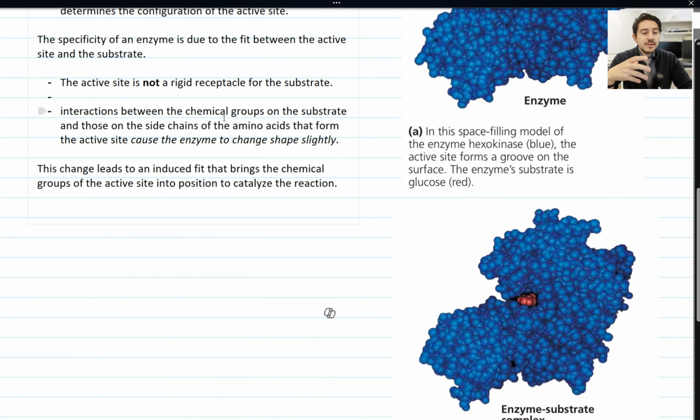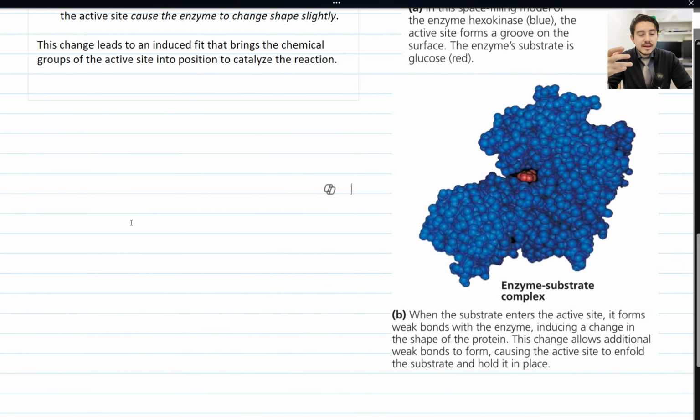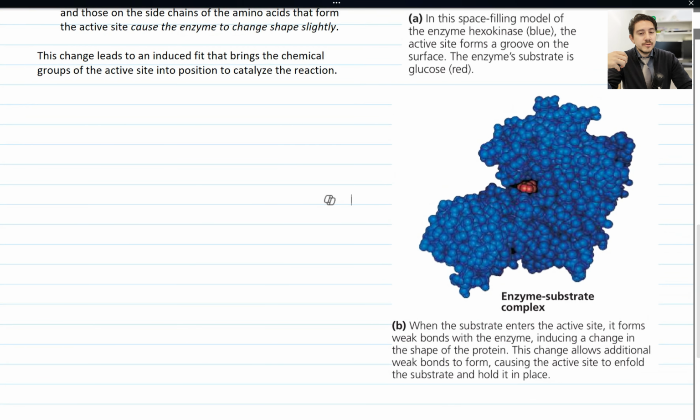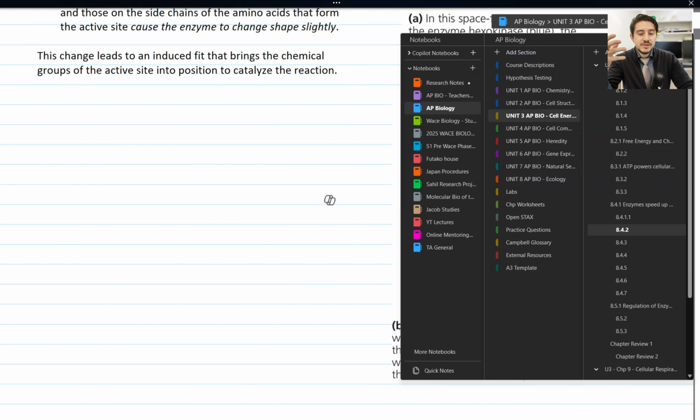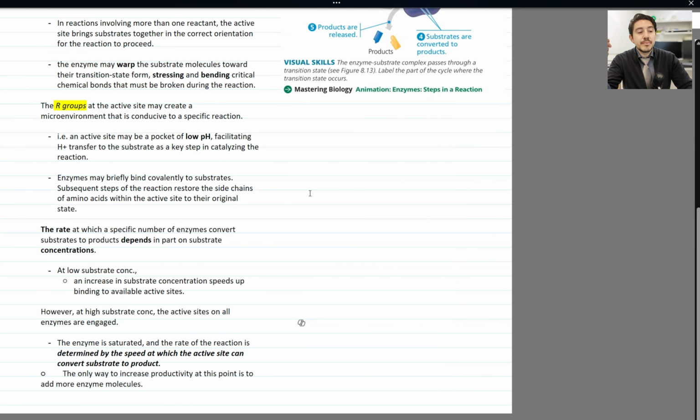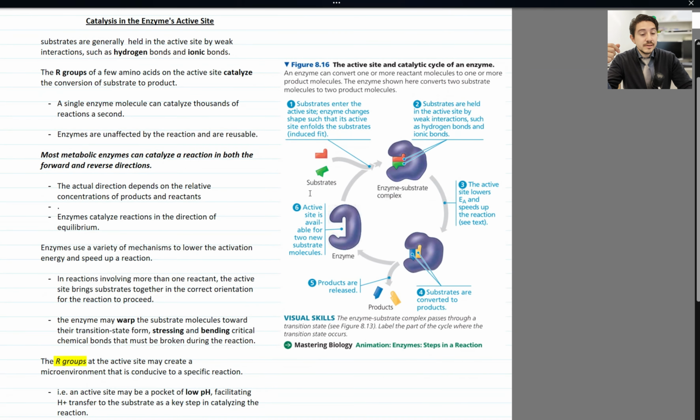So the interactions between the chemical groups on the substrate and those of the amino acids, the side chains of the amino acids, will ultimately cause a slight change in the enzyme shape. Okay, this is called induced fit, where the enzyme can come in, cover and tighten its grip on the particular substrate. Then that will enable the bonds to become a little bit weaker. There's more tension growing on the bonds, and then they ultimately break. We're going to see this in a little bit.